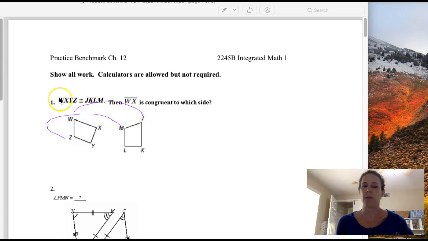Another way to tell is how it's labeled. So W should line up with J, X with K, Y with L. So if we're looking at WX, it should be congruent to JK. And here's WX, and it should be congruent to JK. All right, on to the next one.